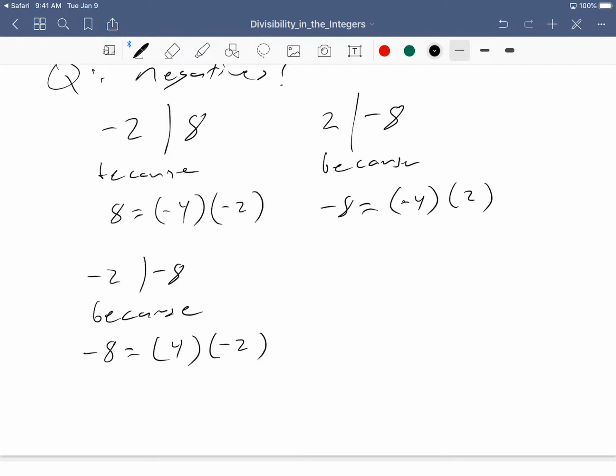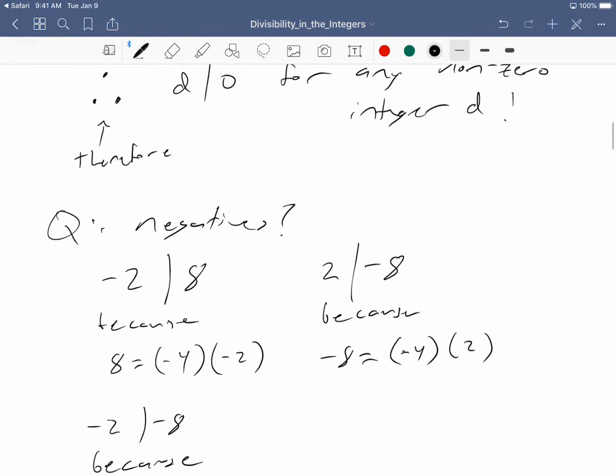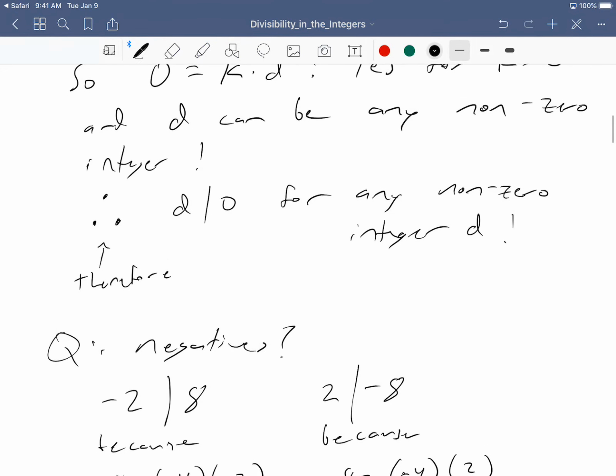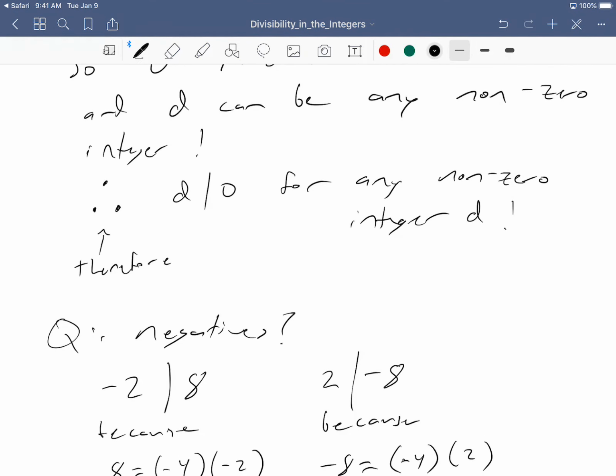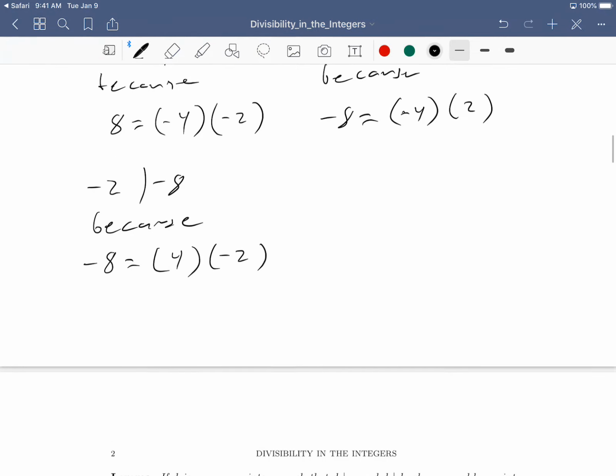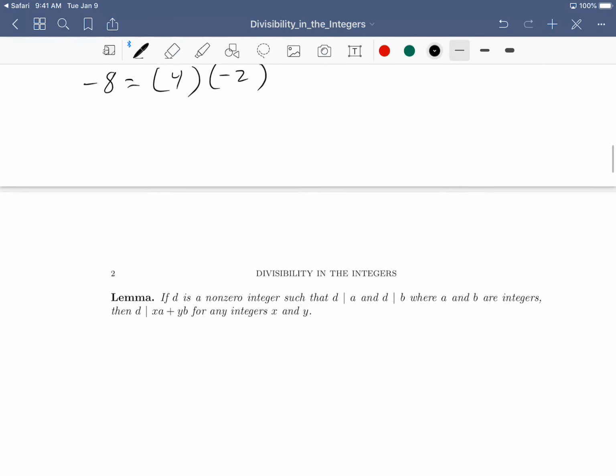We say D can't be 0, but A can be 0. And that's how this divides works. So we'll be talking about this a bunch. And in fact, the first homework assignment is going to deal with this divides definition.